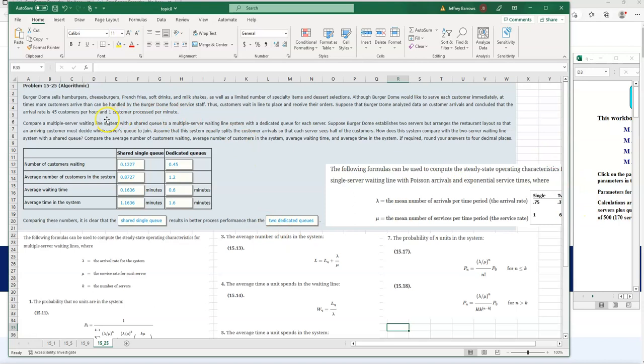So let's see, Burger Dome sells hamburgers, cheeseburgers, french fries, soft drinks. They sell all kinds of stuff.